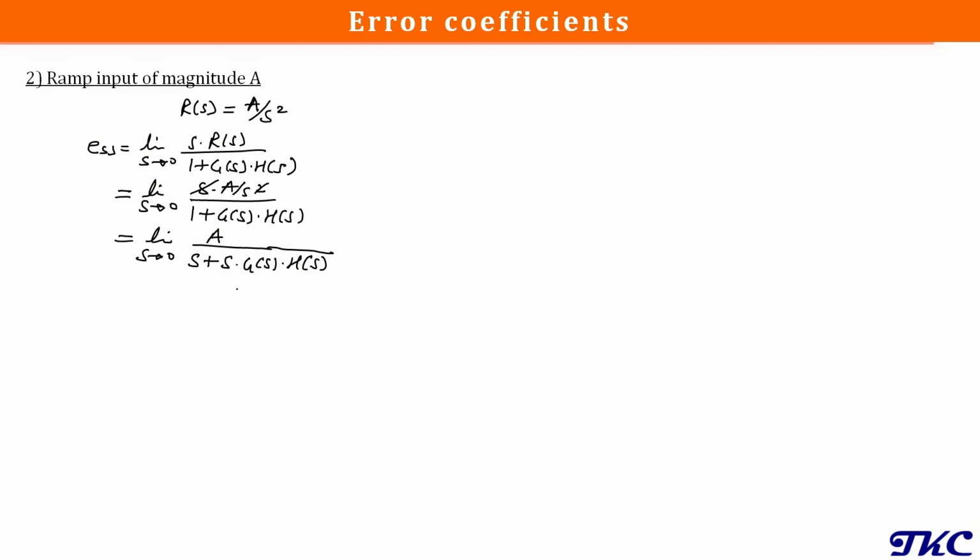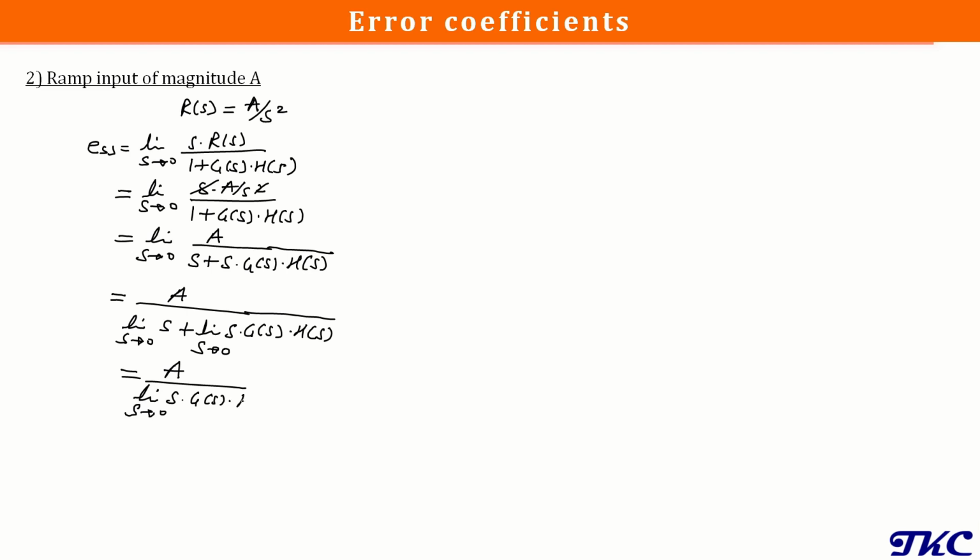Now we can apply the limit here. When we apply the limit, it will be applied to these variables. So we will be having A by limit s tends to 0 s plus limit s tends to 0 s into G of s into H of s. Now here this first value will go to 0 and we will be having A upon limit s tends to 0 s into G of s into H of s.